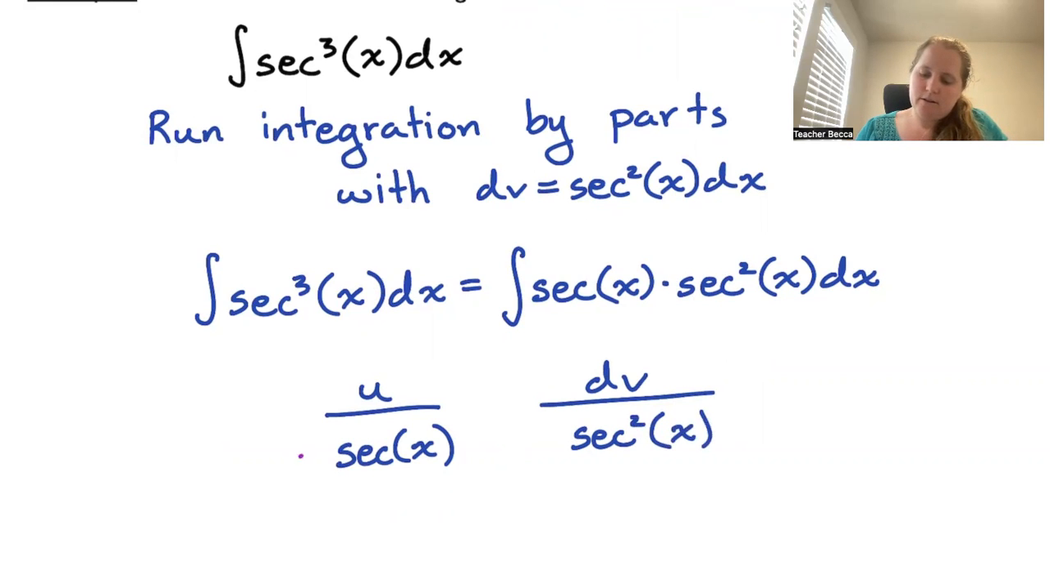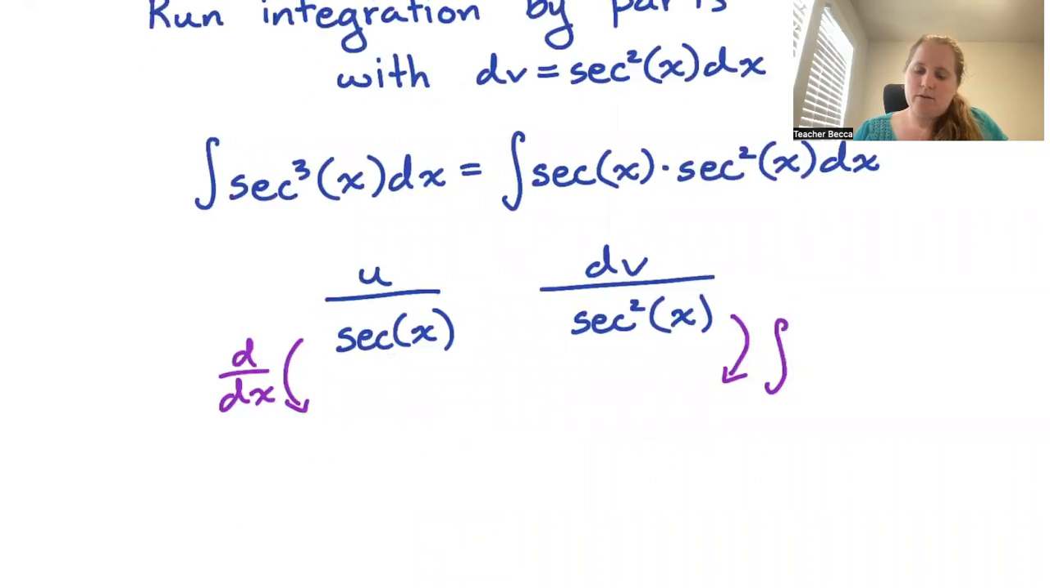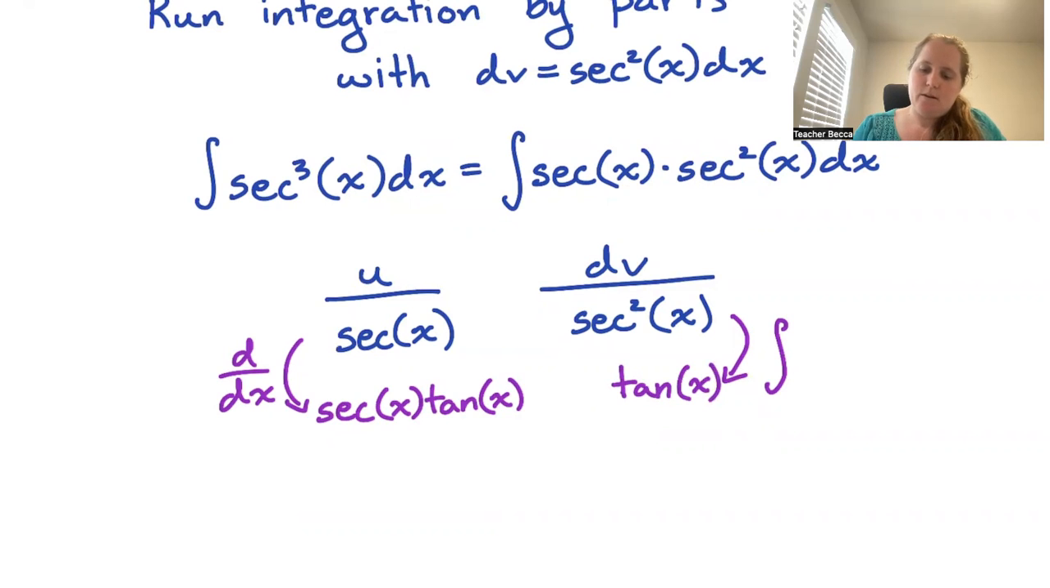Differentiating down the left and integrating down the right, we have the derivative of secant is secant of x tangent of x. We have the integral of secant squared is tangent of x. So we are going to add the first diagonal product, and we are going to subtract the integral of the bottom row.